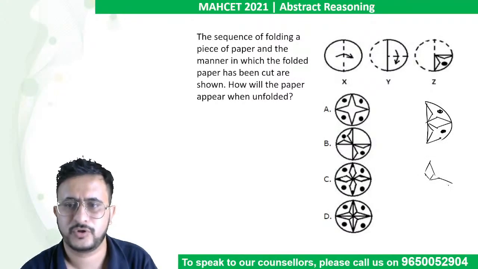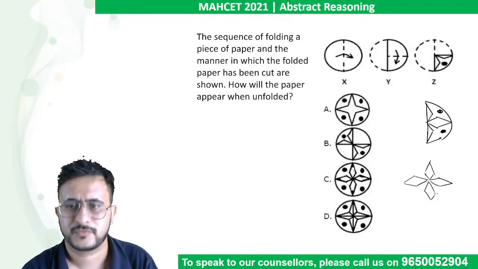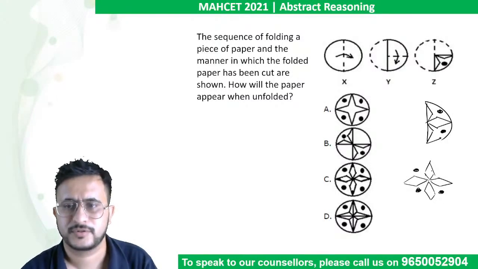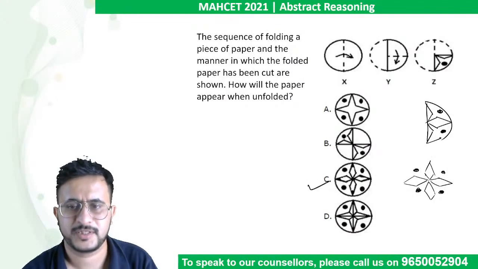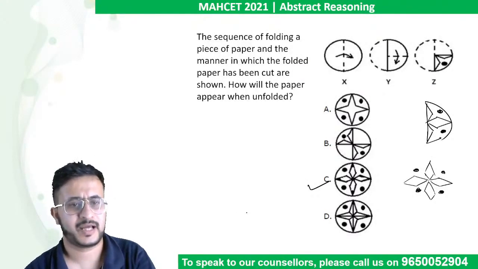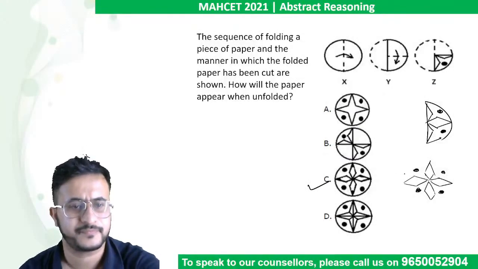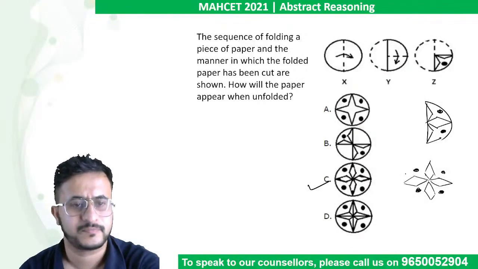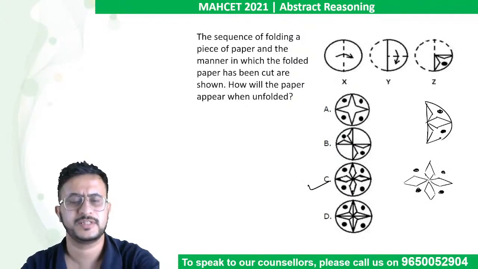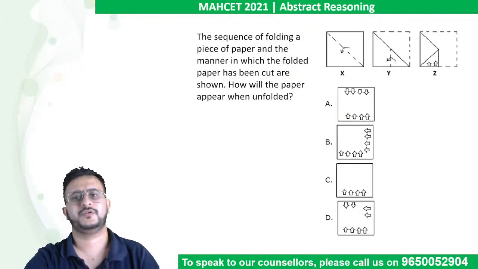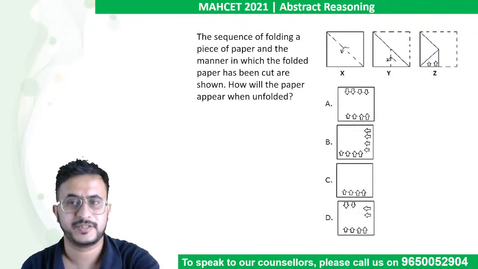So on all four sides you have this petal-like structure, okay, and there will be four dots like this. So that is option C. The lines will not appear, right? If you open it, the lines will not appear. Okay, so this is option C. Okay. All right, so let us do this one.